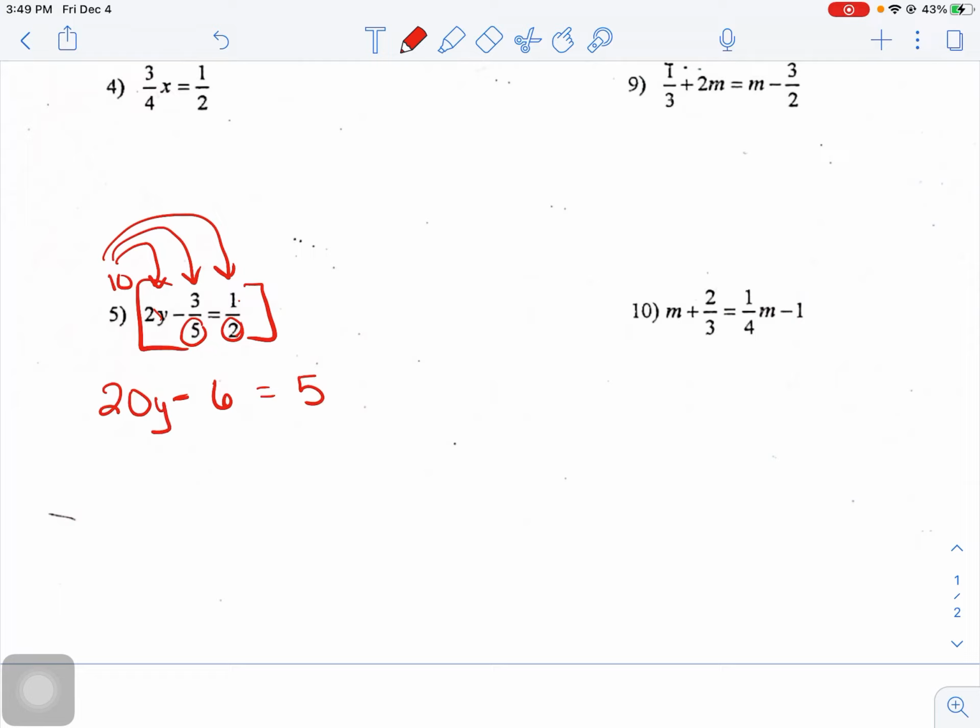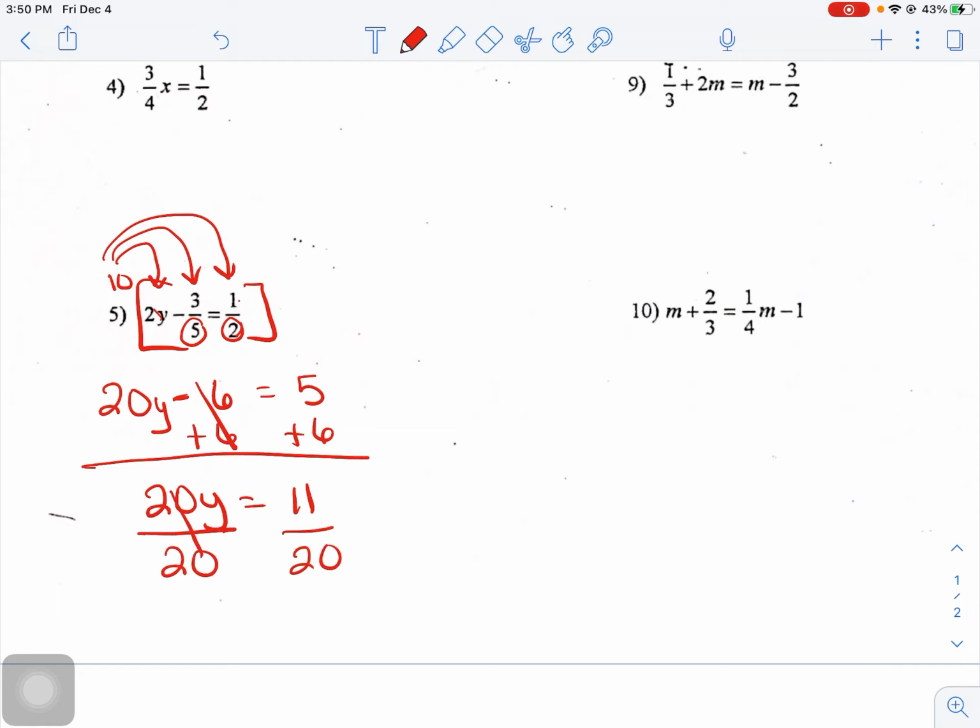Now we have a very simple problem. Now we can easily move over our value. This is gone. We have 20y equals 11. Divide by our coefficient, and we get y equals 11/20.